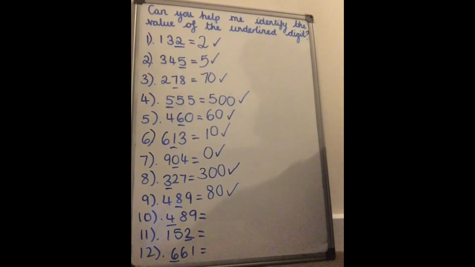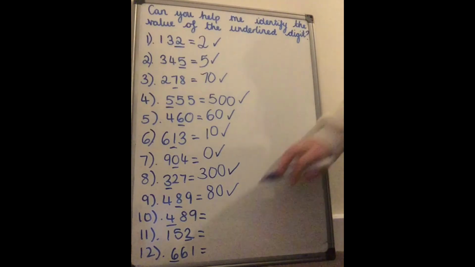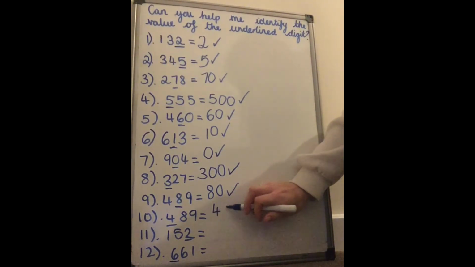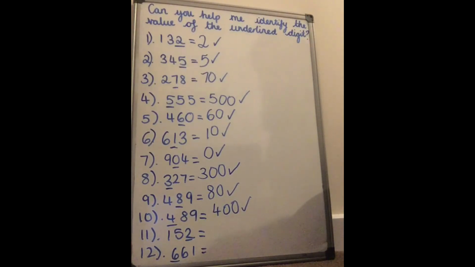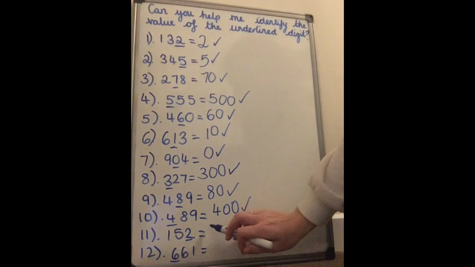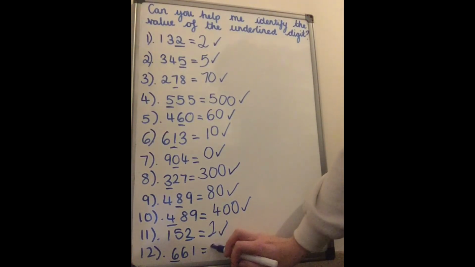Now 489 has been put here again to try and trick you, but you can't be fooled because you know the answer is not the same because a different digit has been underlined. And in this case, it's 4, and the 4 is in the hundreds column, so it's 400. 152, the 2 has been underlined, 2 ones is 2, and 661 is 600.